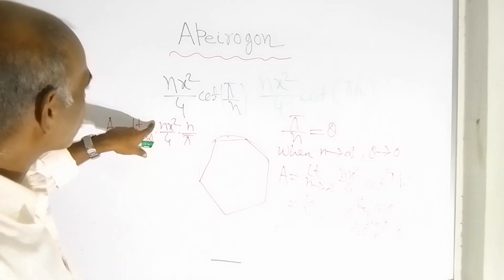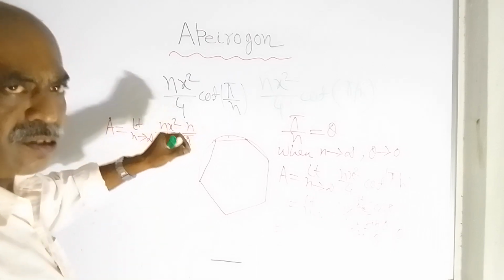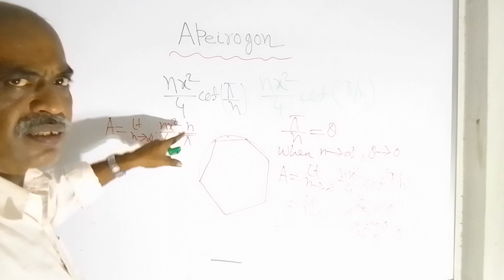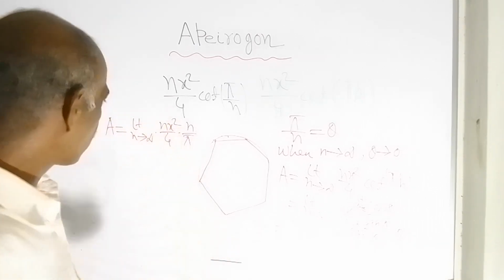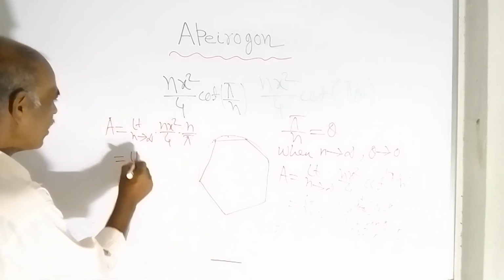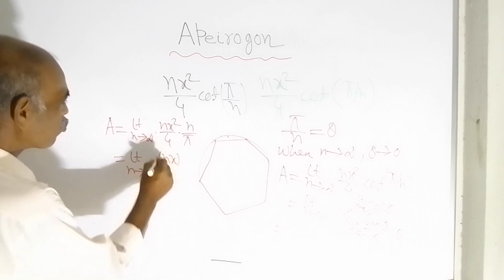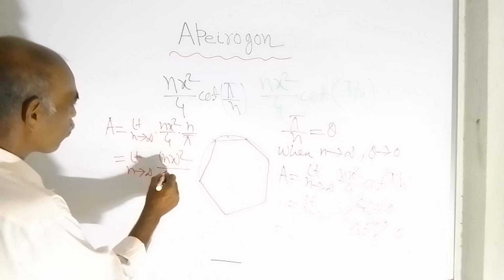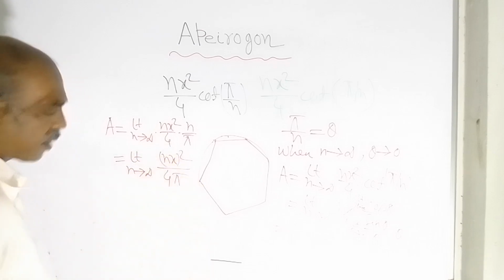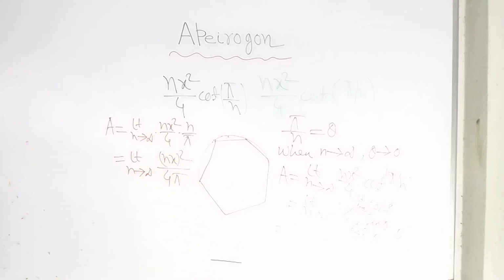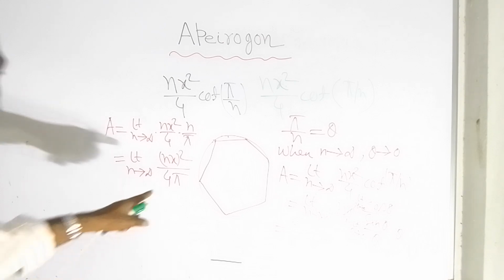So this becomes what? N into n square. Here x square is there. So nx whole square. So here you write limit n tends to infinity nx whole square divided by this 4 pi. Am I right? Let me once again check whether everything is visible or not. Yeah, everything is visible. Okay. So this is nx whole square by 4 pi.